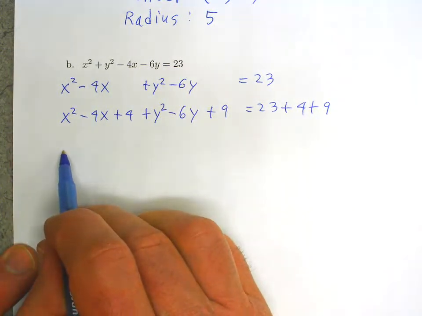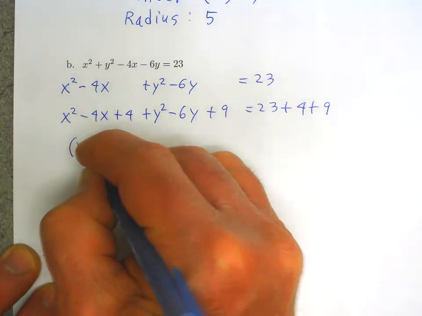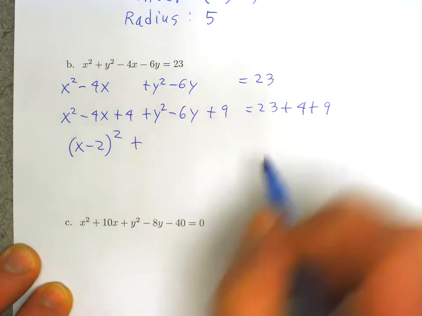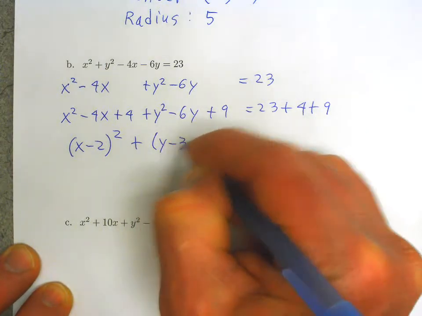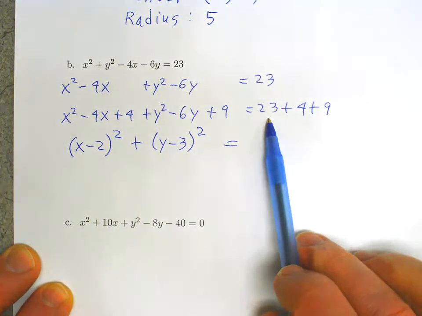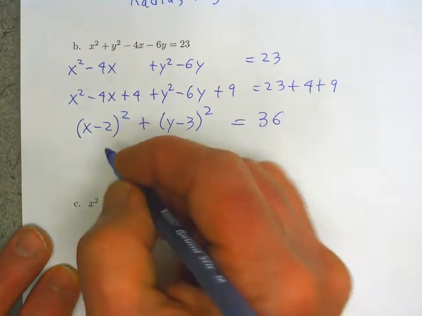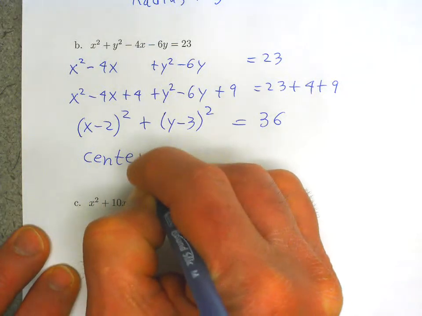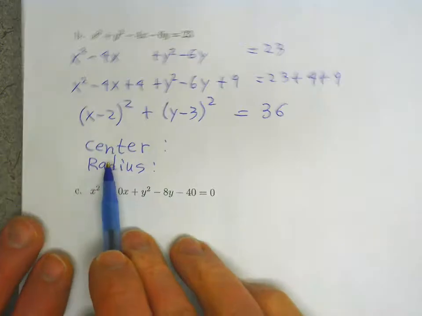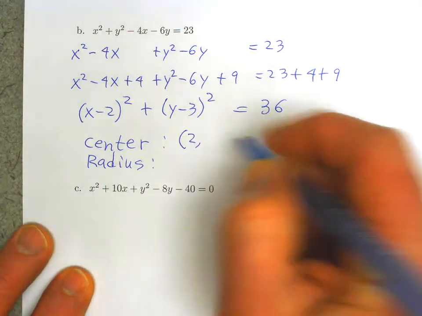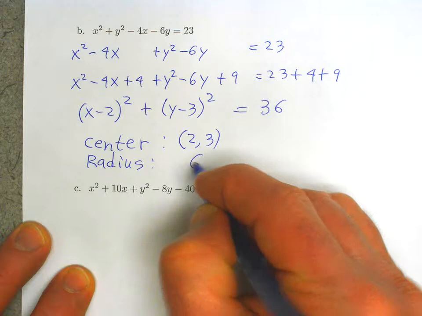Then the next equation is the standard equation. X squared minus 4x plus 4 is x minus 2 quantity squared. And then y squared minus 6y plus 9, this is y minus 3 squared. And then 23 plus 4 plus 9 is 36. So now we know what the center is, and we also know what the radius is. The center is the ordered pair 2 for x and 3 for y, and the radius is the positive square root of 36, or 6.